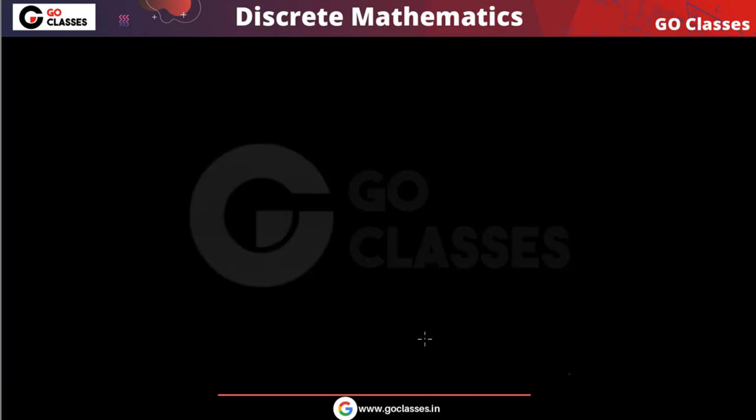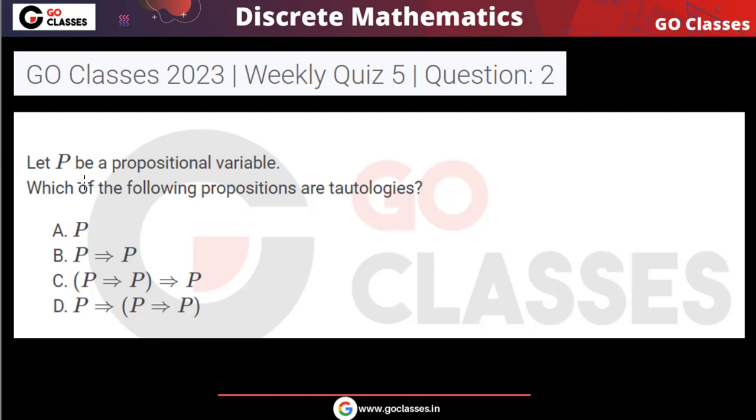Okay, now let's see the next question. This is question number 2. P is a propositional variable. So this P represents an atomic proposition, because we have already seen that a propositional variable represents an atomic proposition. Which of the following propositions are tautologies? Because P is an atomic proposition, this P is either true or false.